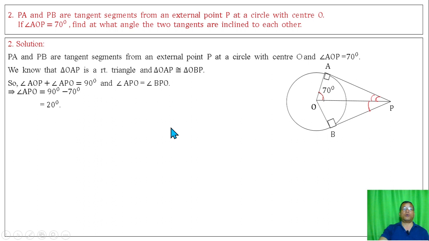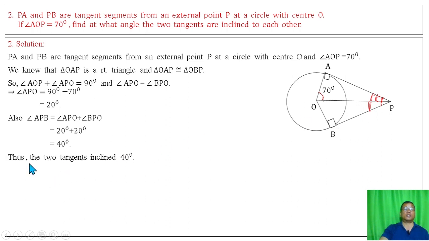APO is 20 degree. Also angle APB is the sum of these two angles, and APO is equal to 20 degree. Similarly BPO is also 20 degree, that is 40 degree. Therefore the angle between the two tangent segments is 40 degree. Thus the two tangents are inclined at 40 degree.